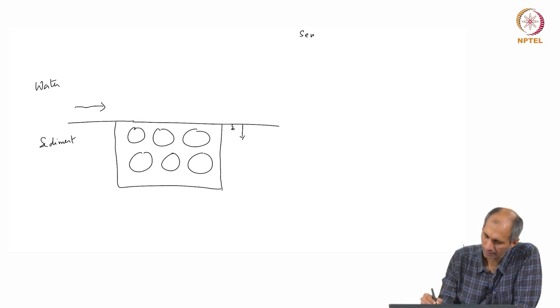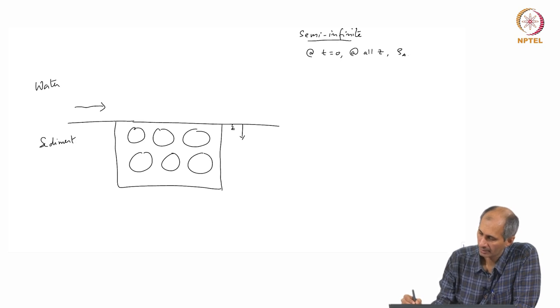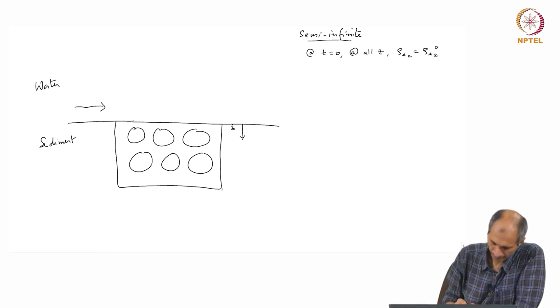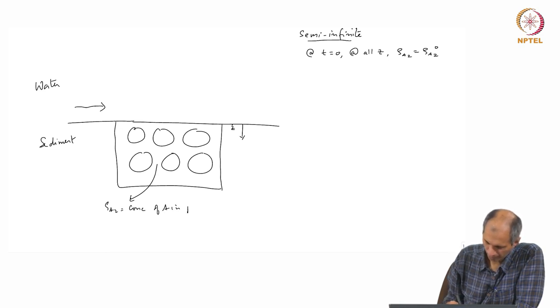We did the semi-infinite system where we say at time t equals 0, at all z, rho A2 equals rho A2 0, where rho A2 is the concentration of A in pore water.